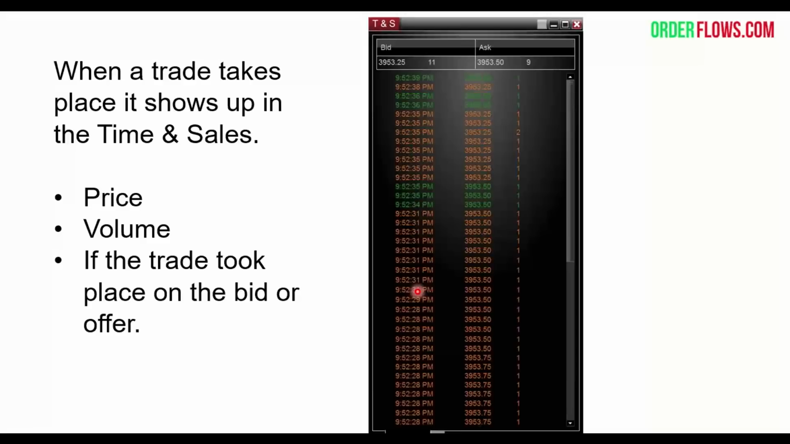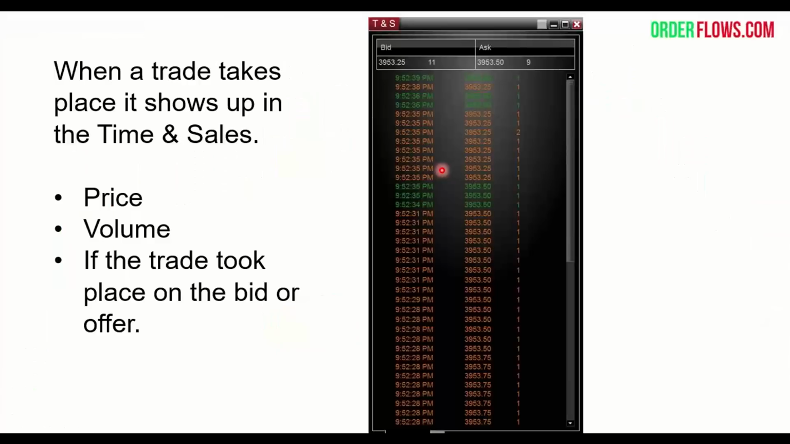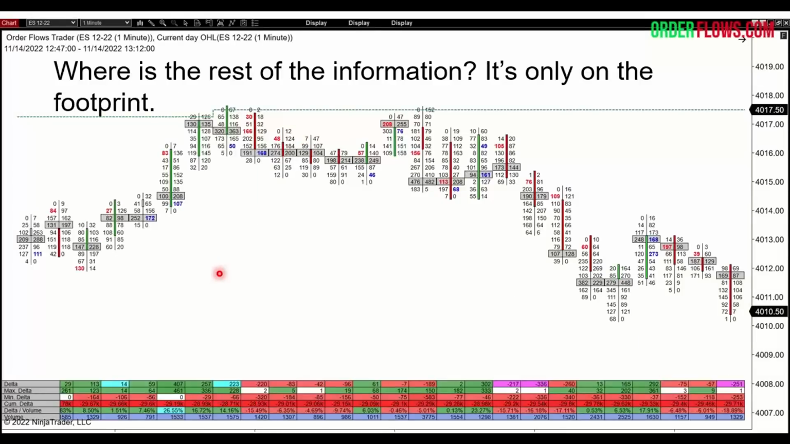And if you're looking at a normal candlestick chart, right, you're not going to see how much volume traded here or anywhere in the bar. You're just going to see that price traded there. So what information really is the candlestick giving you other than the open, the high, the low, the close? I know people will see those wicks and say, oh, there's price rejection. Well, there's price rejection here, price rejection here. Every bar, just because you have a wick doesn't mean that there's price rejection. But on the footprint, that's where the rest of the information is.